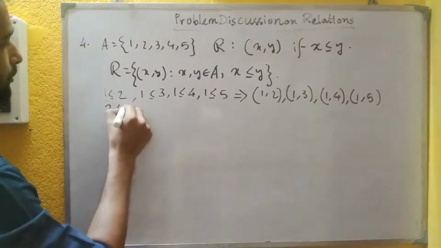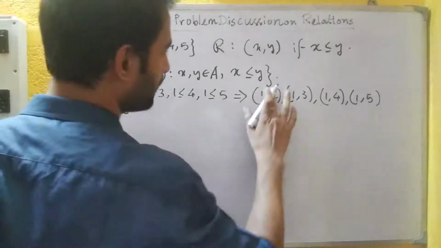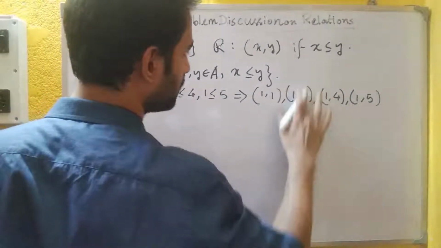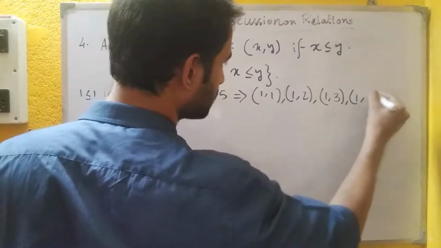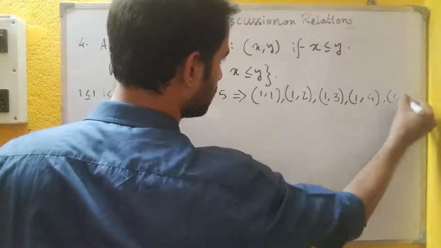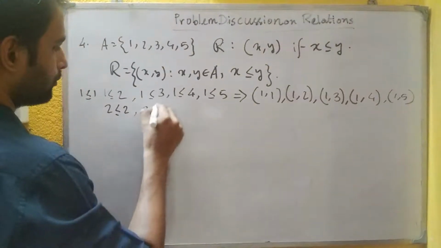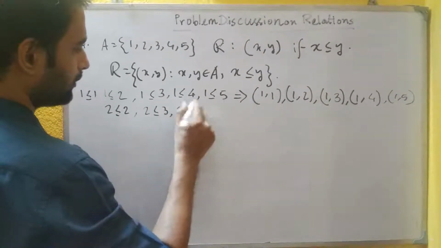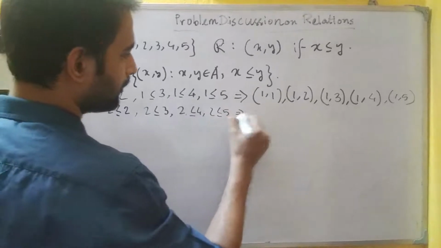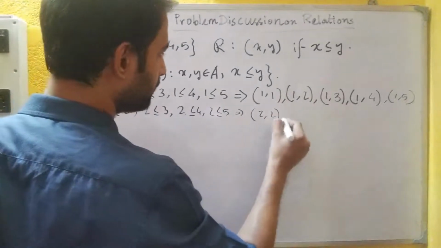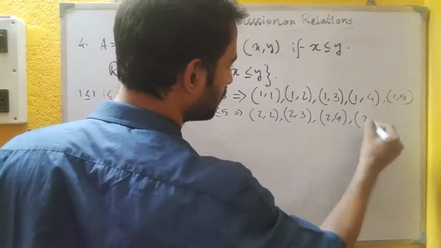Similarly 2 is less or equal to 2. Okay, there will be another element: 1 is less or equal to 1, because the equality is holding in that case. So here 2 is less or equal to 2, 2 is less or equal to 3, 2 is less or equal to 4, 2 is less or equal to 5. This implies 2 2 will be there, 2 3 will be there, 2 4 and 2 5.